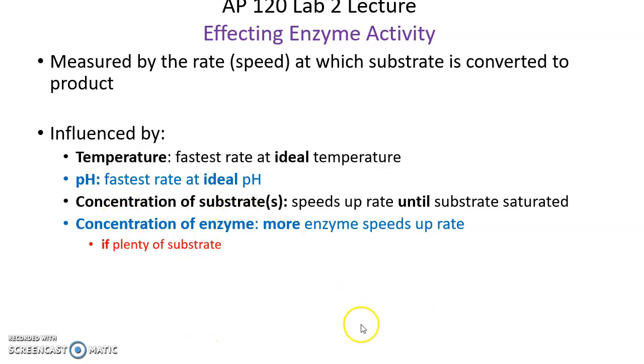Concentrations of substrates, adding more substrate will speed things up until the substrate is saturated. And concentration of enzyme. Add more enzyme, this will speed up the reaction rate as long as you have plenty of substrate. So again, these are various factors that affect the reaction rate, aka affect the amount of product produced over a specific amount of time.